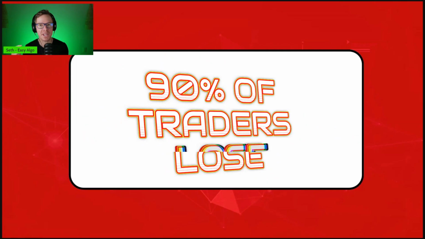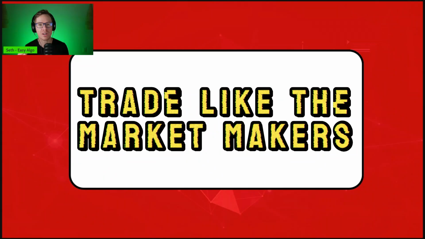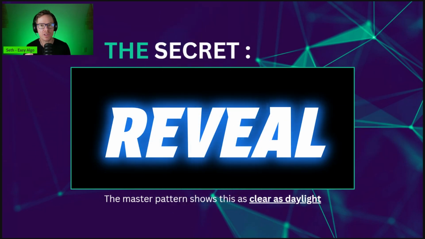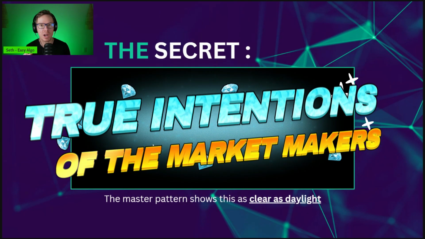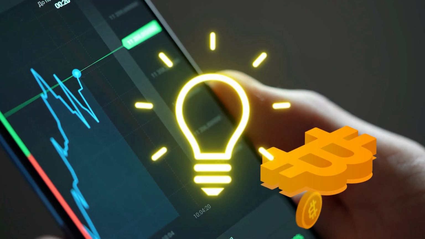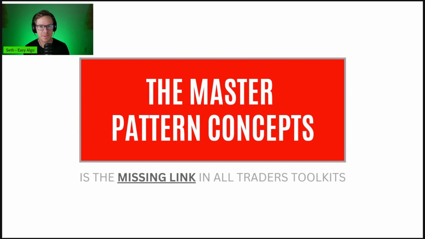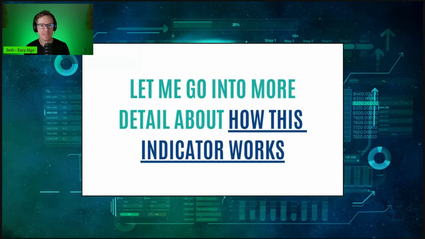This is why 90% of traders lose in the market, because they do not know how to trade in alignment with the market makers. The secret is to identify the hidden price patterns that reveal the true intentions of the market makers. The master pattern shows you this as clear as daylight. The master pattern concepts is the missing link in every crypto trader's toolkit. Let me go into more details exactly how this works.